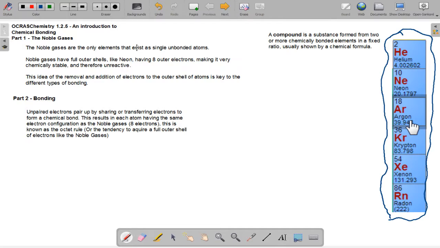Definitions are: a compound is a substance formed from 2 or more chemically bonded elements in a fixed ratio, usually shown by a chemical formula like barium oxide. That's a chemical formula.